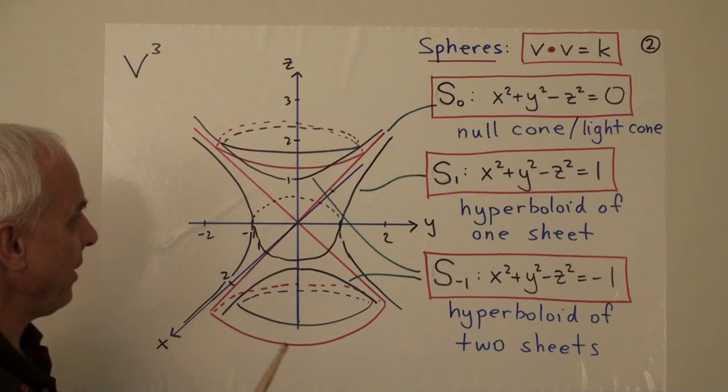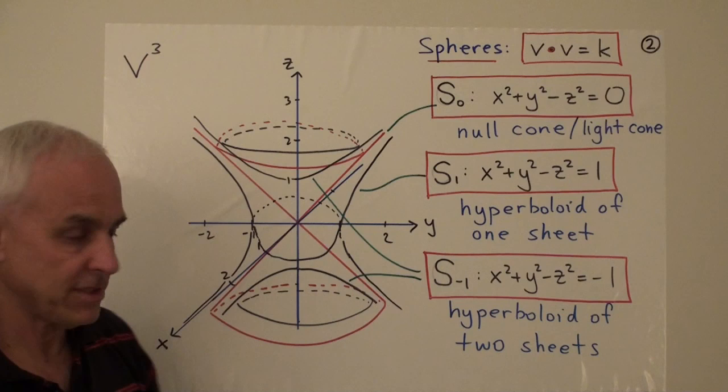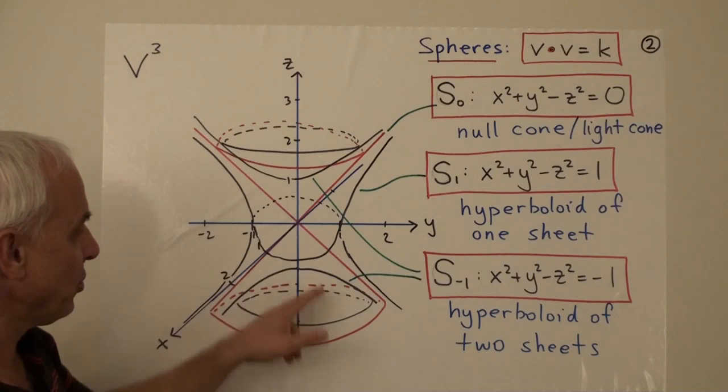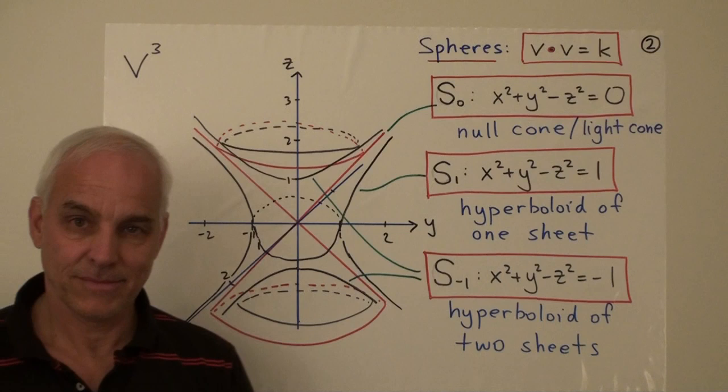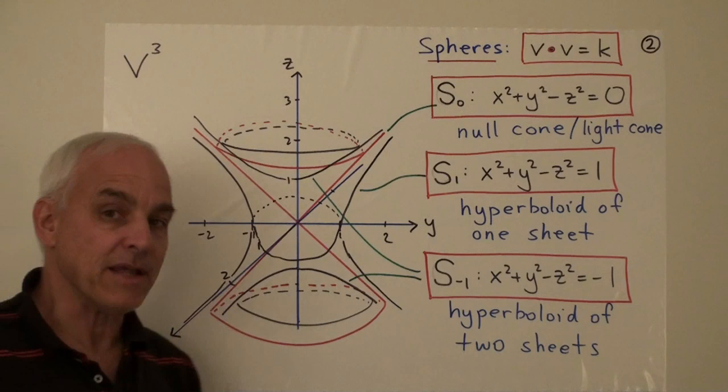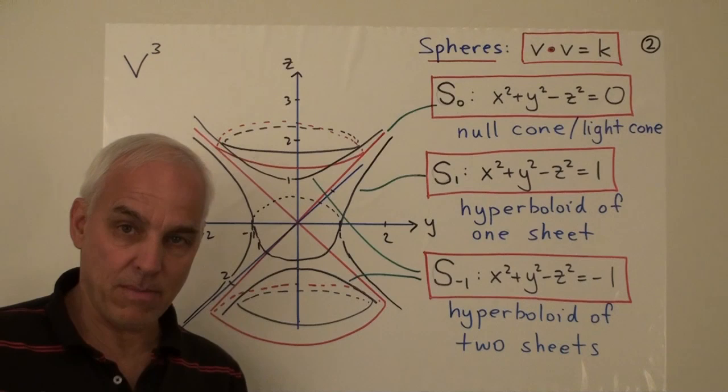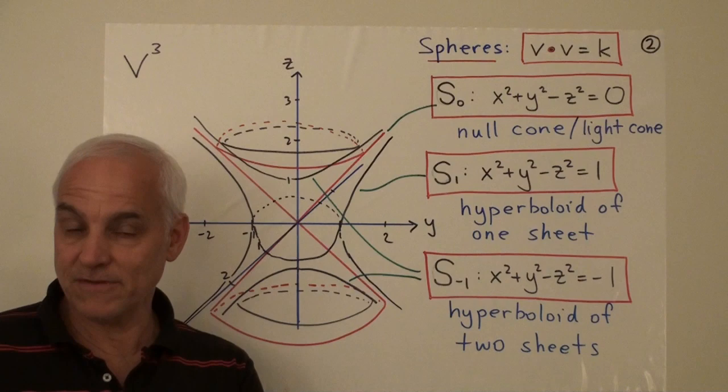One opening up in this direction, inside the light cone. Another opening downwards, inside the light cone in that negative direction. So this one has two separate components, while this hyperboloid of one sheet is quite different. This is a very interesting geometry that's studied in many different contexts. And so we're seeing that one way of thinking about it in this framework is that it's a picture of various spheres in this relativistic three-dimensional geometry.